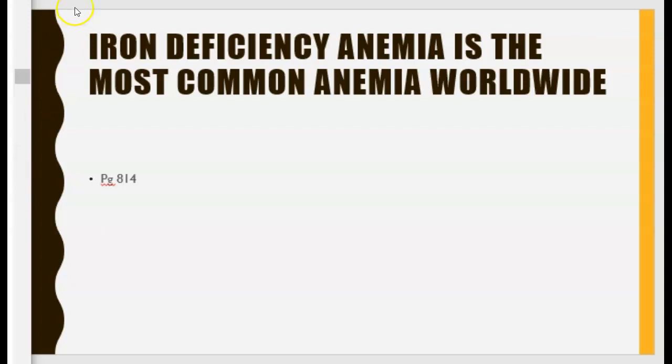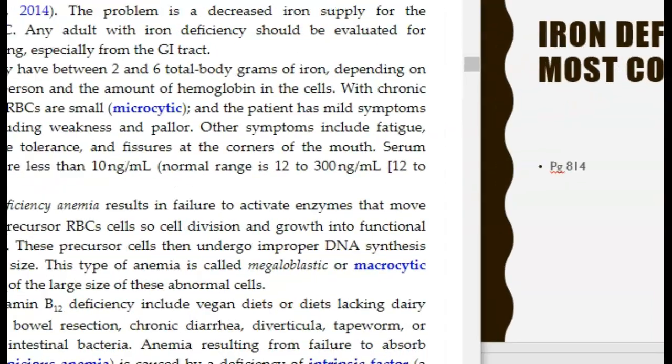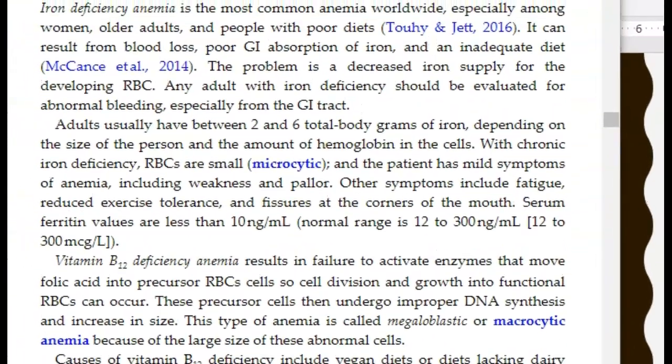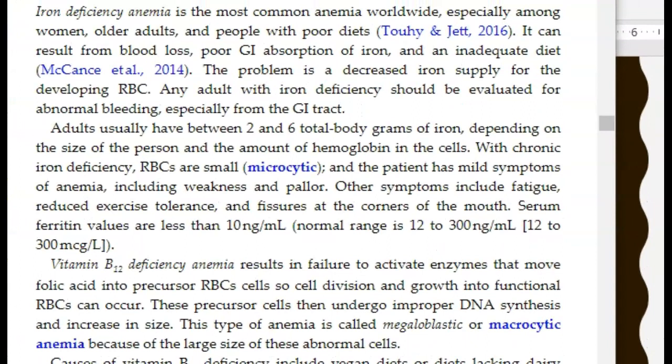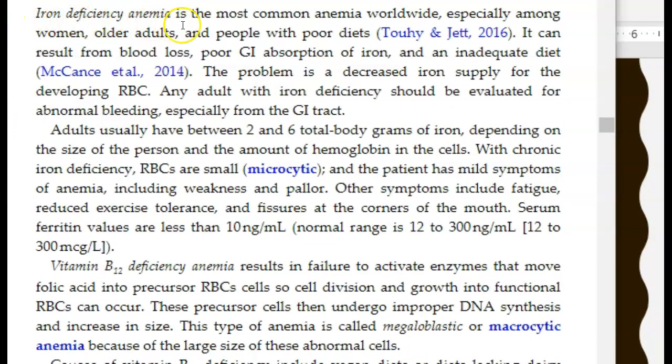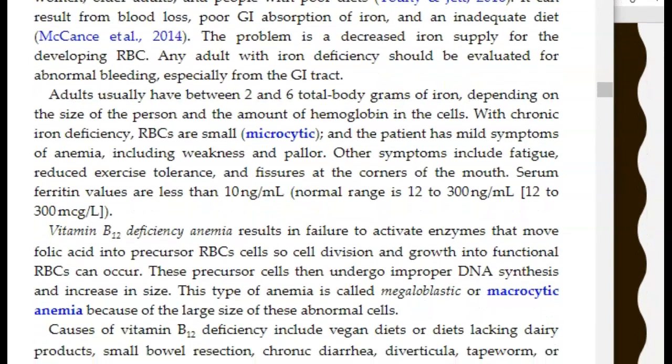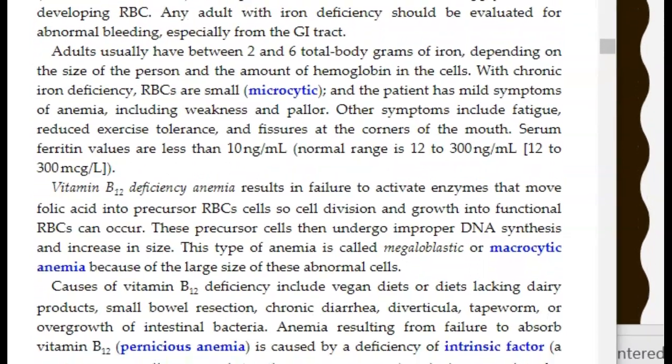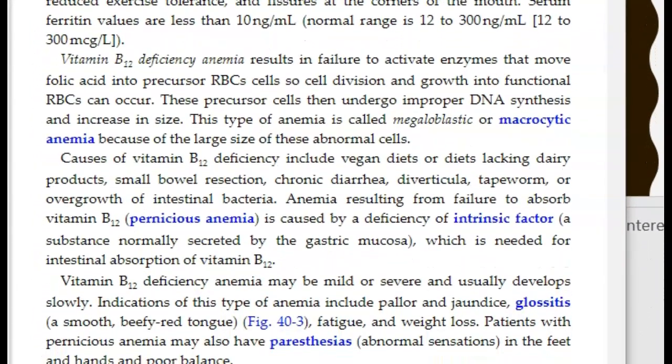I really need you guys to look at the pathophysiology in your book for iron. I'm going to move over here so you can see exactly where I'm reading from. It basically talks about iron deficiency anemia. Also down here, vitamin B deficiency anemia. Know your macrocytic and your microcytic. Remember that, the large and the smaller ones. And also going down, we also talk about vitamin B deficiency.